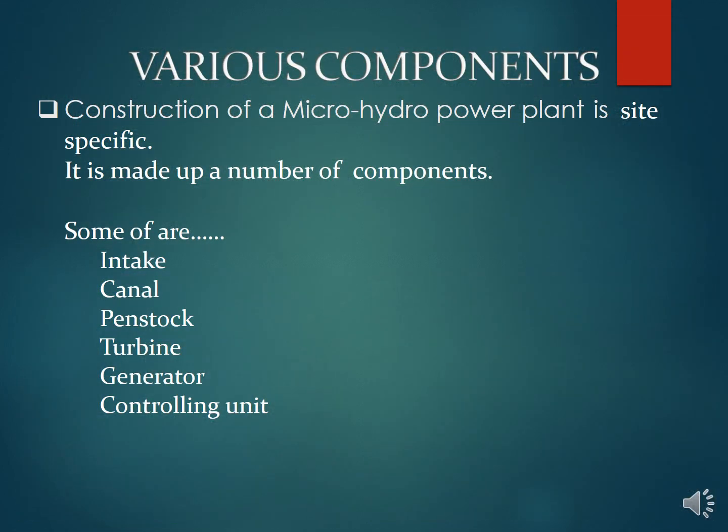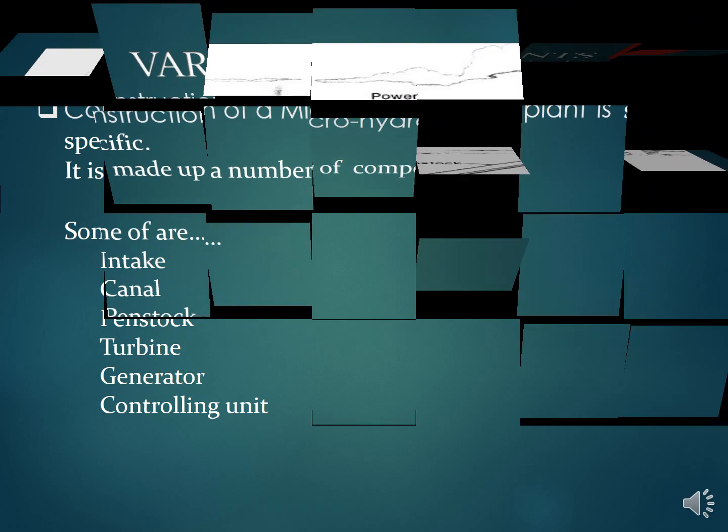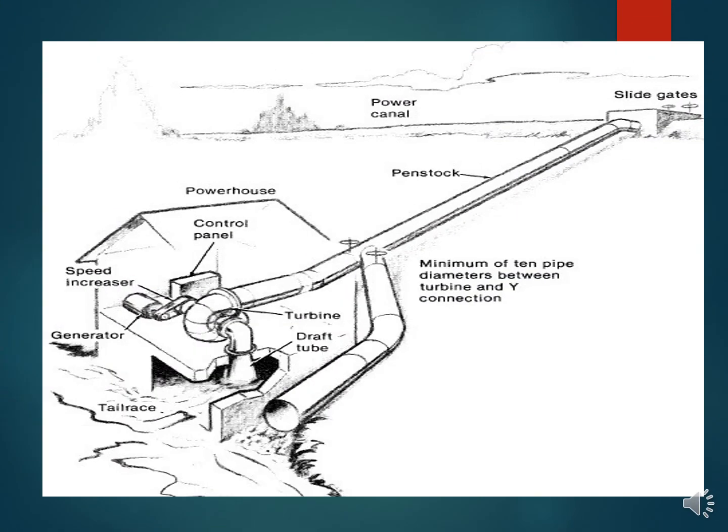Various components in micro or small hydropower plants. The construction of micro hydropower plants is site specific. It is made up of a large number of components: intake canals, penstocks, turbines, generator, and controlling units. These are the components of small hydropower plants. So this is a pictorial representation of a small or micro hydropower plant.